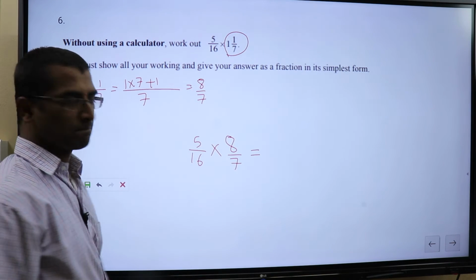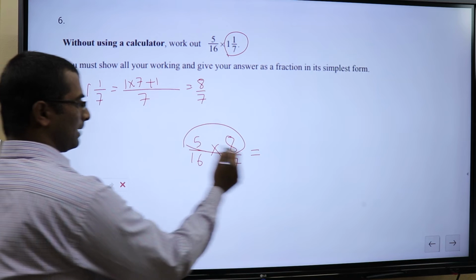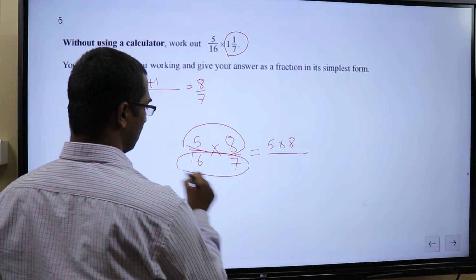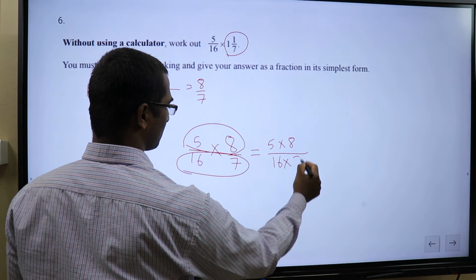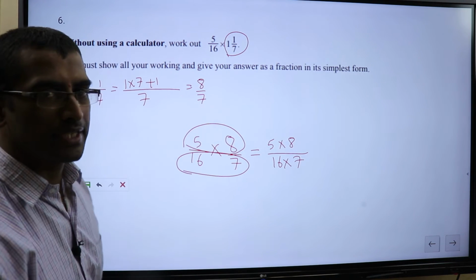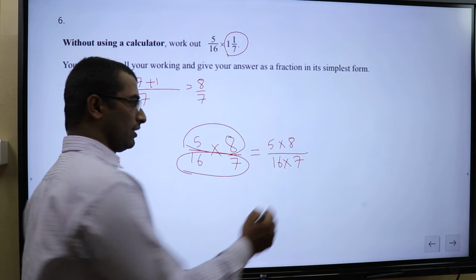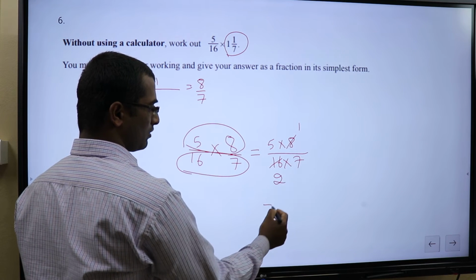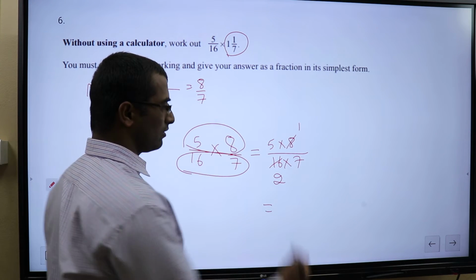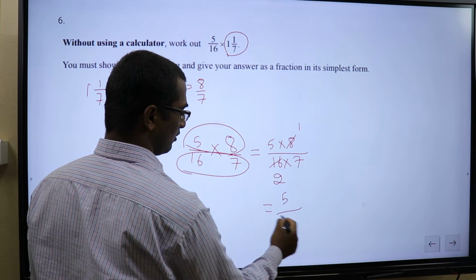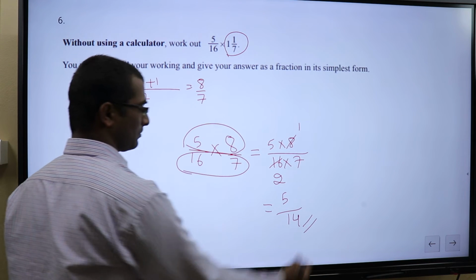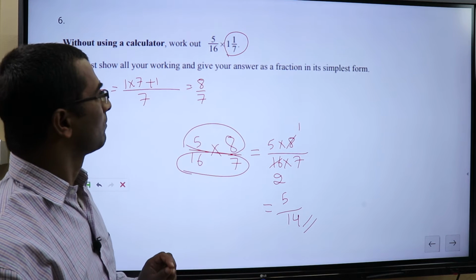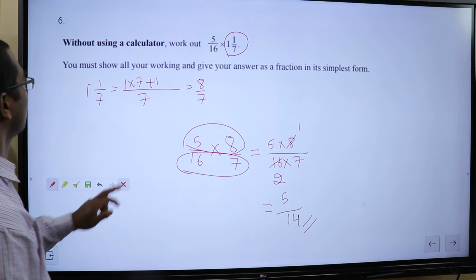Okay. Both numerators multiplication you write in the numerator. Denominator multiplication write in the denominator. Okay. Now see, does anything get cancelled out? 8 and 16 get cancelled out. 8 ones, 8 twos. Nothing gets cancelled now. 5 × 1, 5; 2 × 7 is 14. So this is the answer. Okay. Next one.